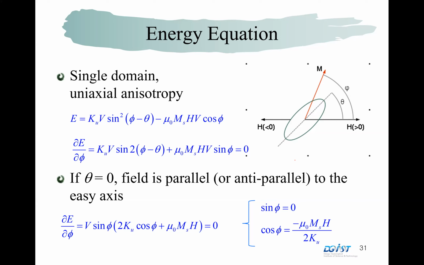Okay, so let's start with the single domain, and we assume uniaxial anisotropy. Okay, if your system is biaxial or has a different anisotropy energy, we need a different energy expression. But the key idea is here. The total energy is these two terms. This is the anisotropy energy. This is the Zeeman energy. Okay.